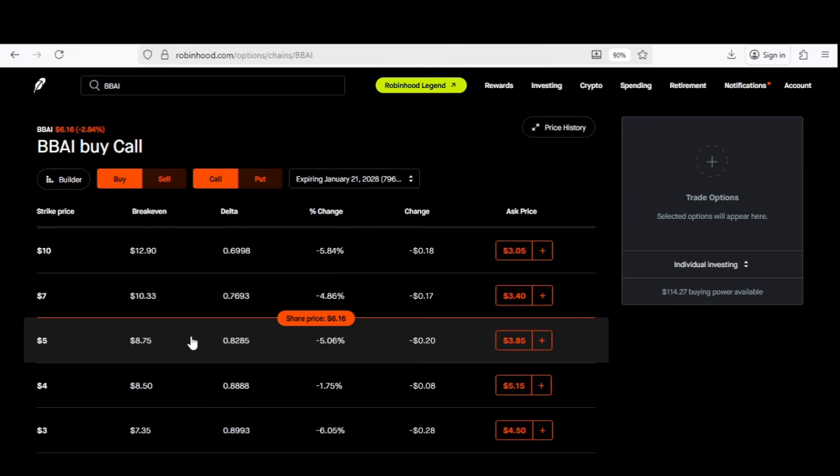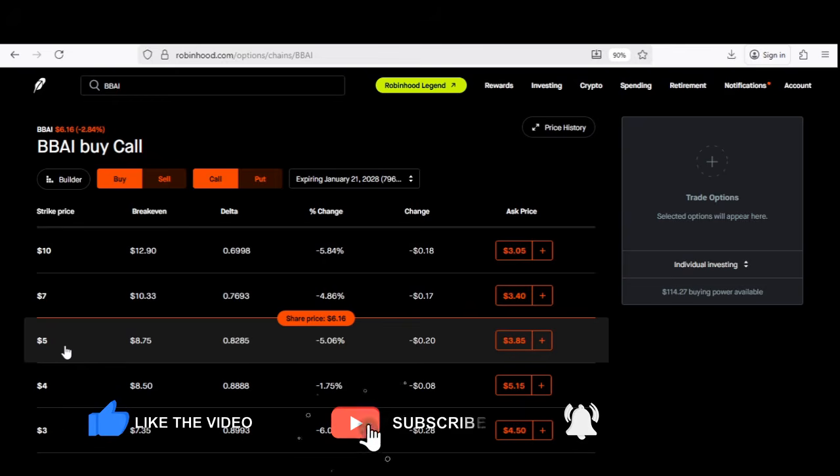So just for the purposes of this video, the strike price I'm going to be going with is the $5 strike price, and I'm choosing that below the current share price. The reason why you want to use the strike price below the current share price is that it increases the odds in your favor of you winning this trade.